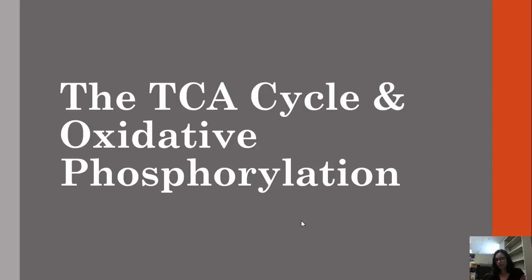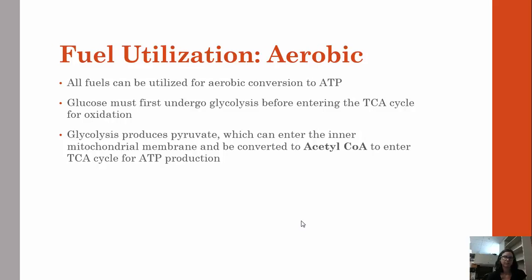Okay, so now we're going to focus on our major topic, which is the TCA cycle and oxidative phosphorylation. This process is always aerobic, and all fuels can be utilized for aerobic conversion of ATP. That is, conversion in the presence of oxygen. So let's take glucose because this is the most prevalent nutrient that we consume. First it undergoes glycolysis, then it enters the TCA cycle for oxidation.